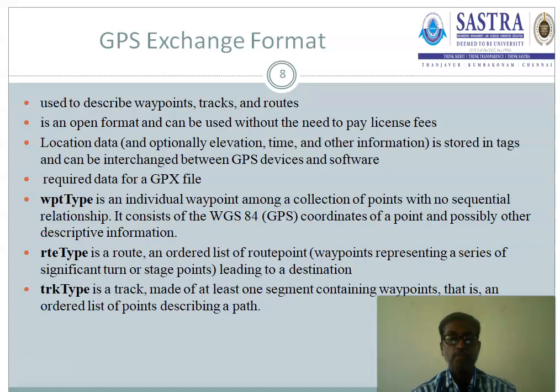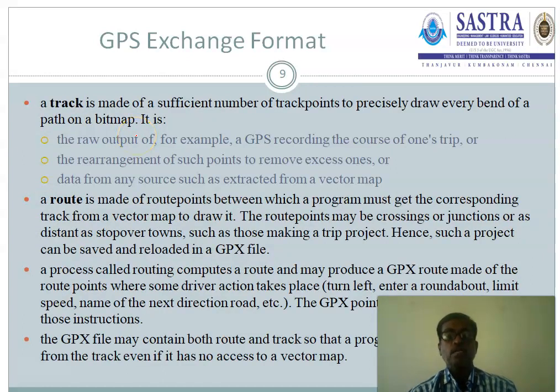And then track type. A track is made up of segments. The segments comprise waypoints. So it is an ordered list of points describing the path. And a track is made up of a sufficient number of track points, already told in the previous slide. So precisely drawing every bend of the path is very, very important. In the other places, straight places, you can simply make use of fewer track points. But bends definitely should use track points.